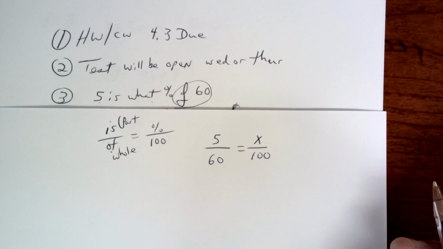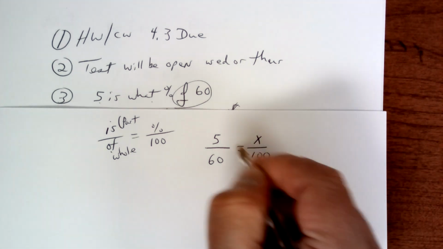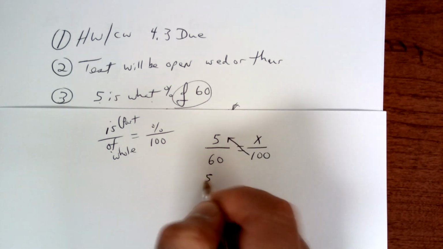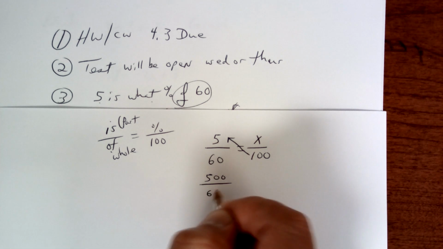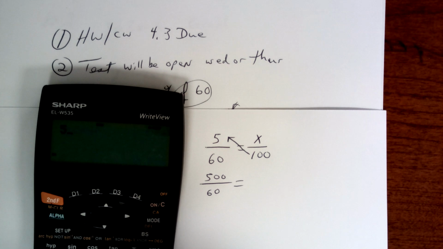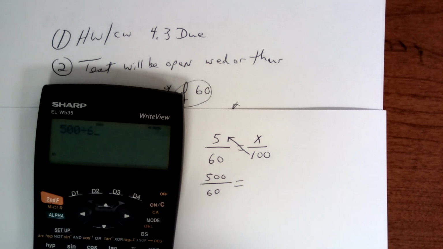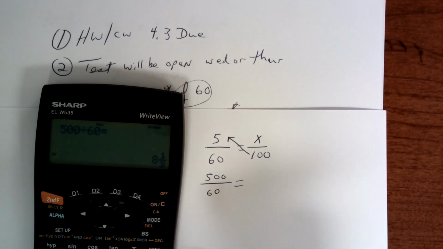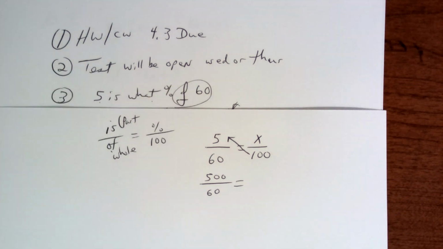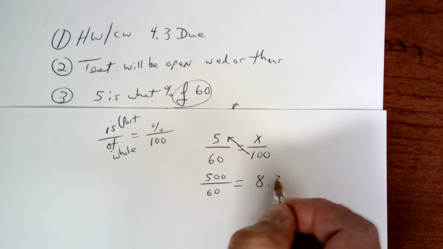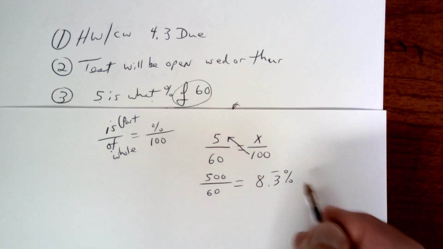So you're going to cross multiply. So you're going to get 500 divided by 60. When you do that, you get 8.3%. And there it is. And that's how you do that.